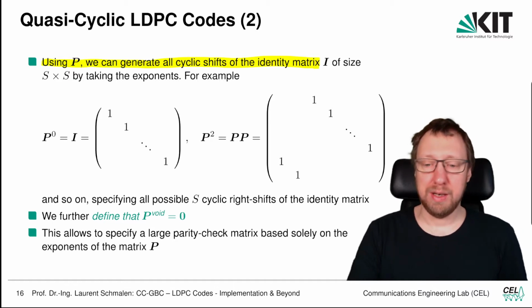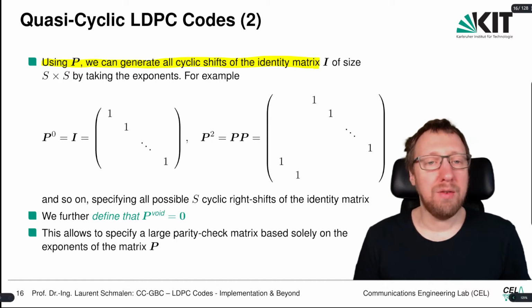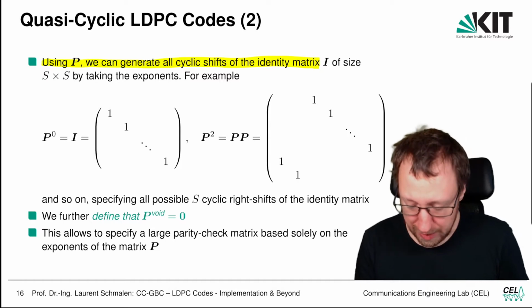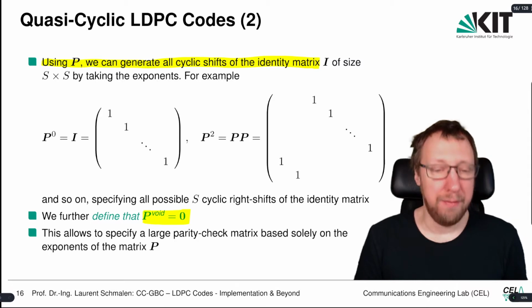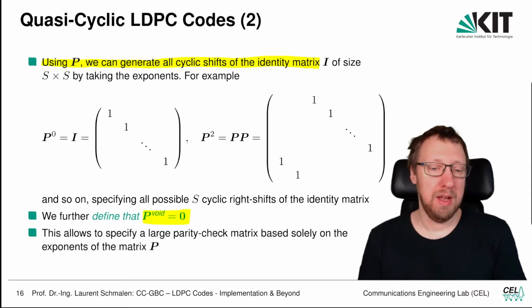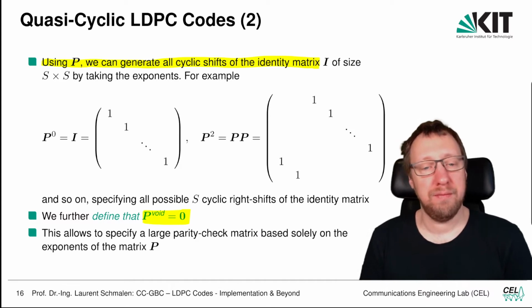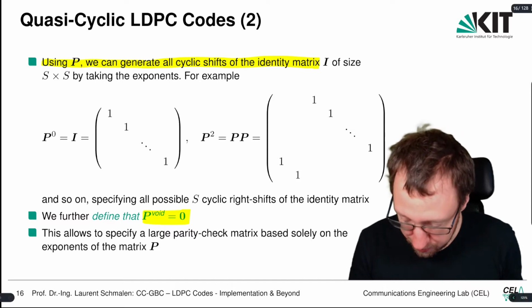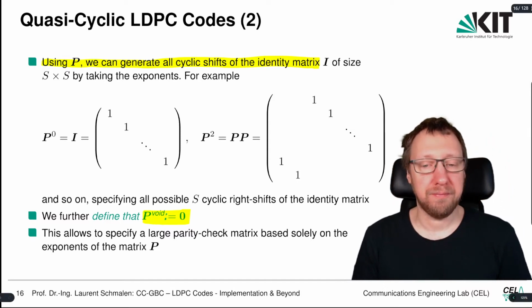We also would like to have the zero matrix, so we introduce a special element and give it a name: the void element. P to the power of void is the all-zero matrix. That's just a definition that we make.